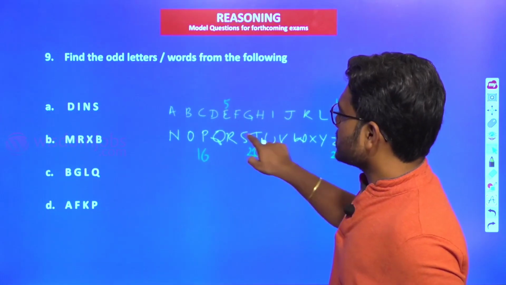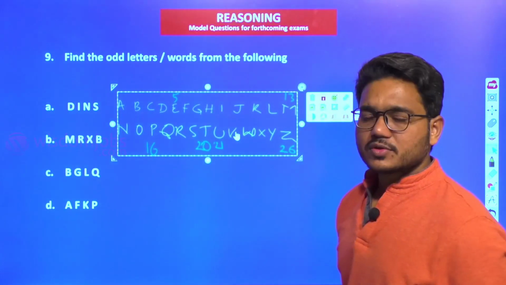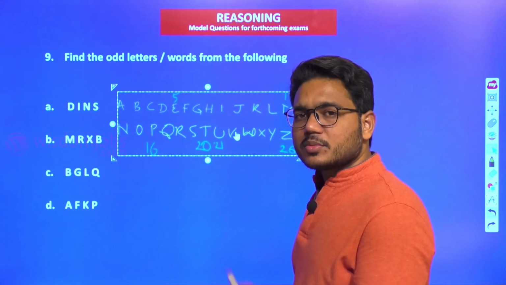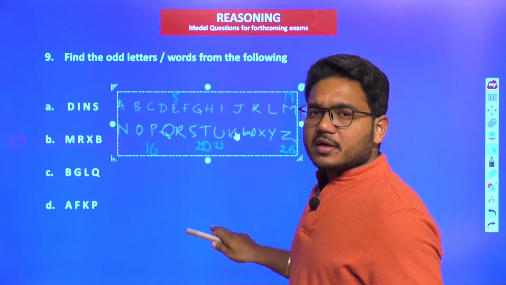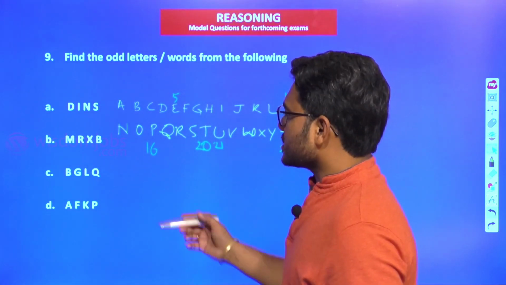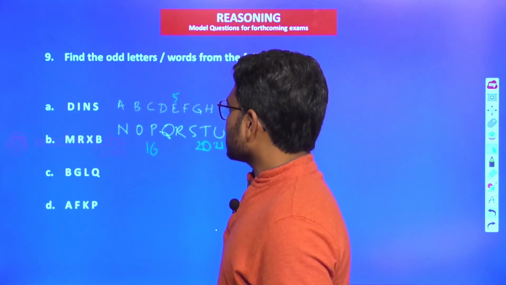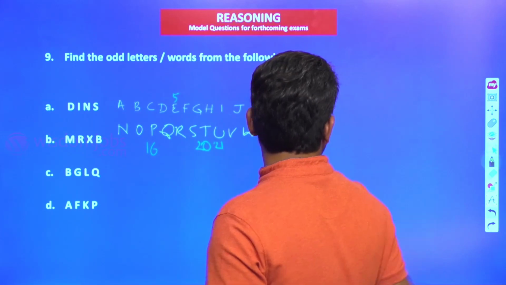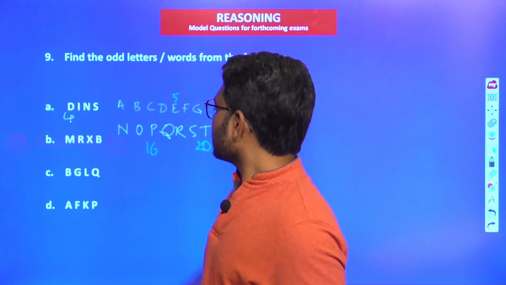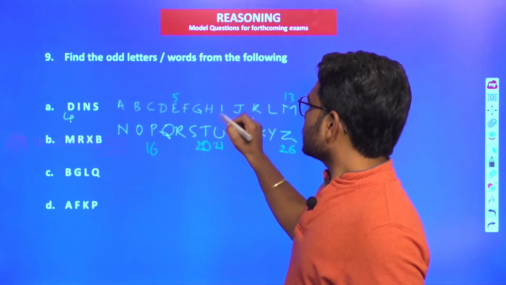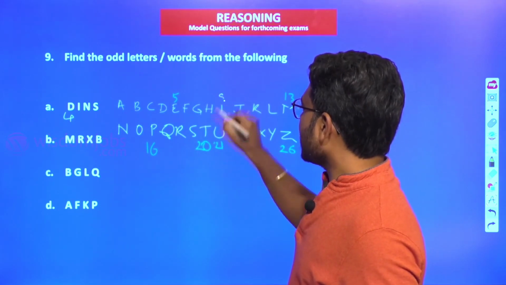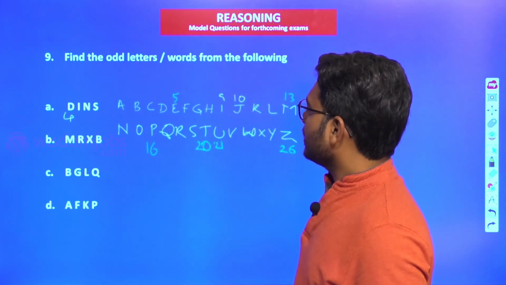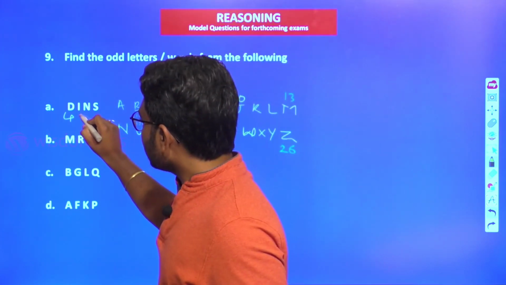So let us check with those. Numbers related to, means based on the position of various letters here. Okay, so let us see. So letter D is 4. This is 4. I, where is I here? So this could be 5 plus something. I is 9. J is 10. Then I is 9.